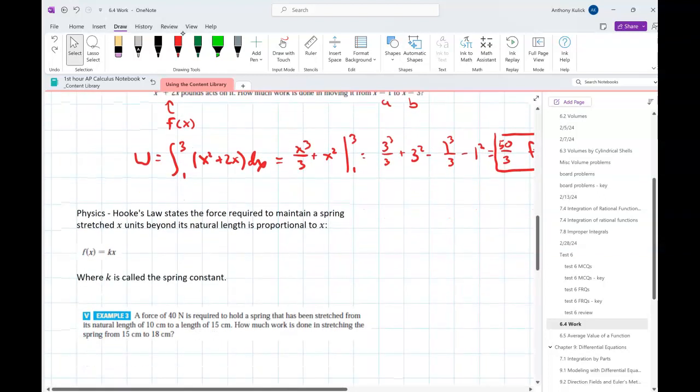Another common force situation is where you have springs, like you've stretched a spring or you're using a spring. The law governing the behavior of a spring is called Hooke's law. The force required to maintain a spring stretched x units beyond its natural length is f of x equals k times x, where k is a constant specific to that spring you're stretching. So any spring has its own separate constant.